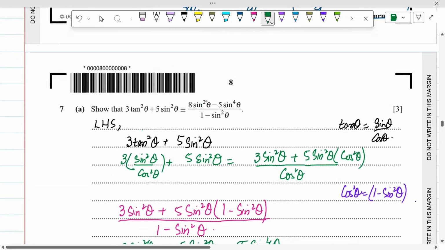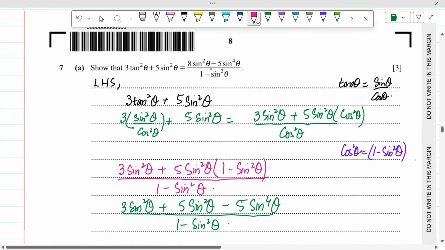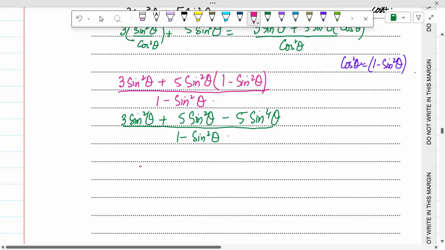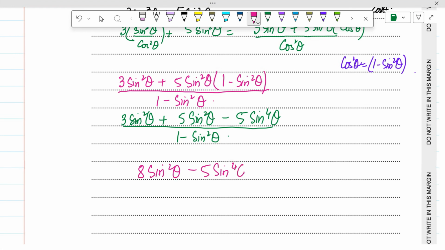You can see the right hand side. So we just need to add 3 plus 5. So this is equal to 8 sine square of theta minus 5 sine to the power of 4 of theta over 1 minus sine square of theta, which is equal to the right hand side.